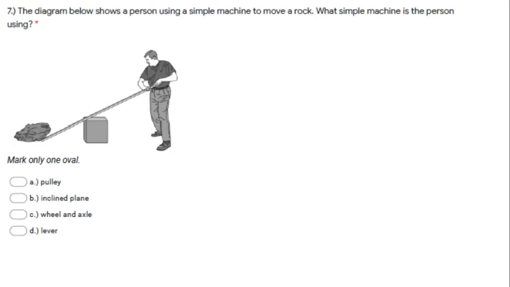All right, question 7. The diagram below shows a person using a simple machine to move a rock. What simple machine is the person using? Is he using A, a pulley, B, an inclined plane, C, a wheel and axle, or D, a lever? The correct answer choice is D, lever.